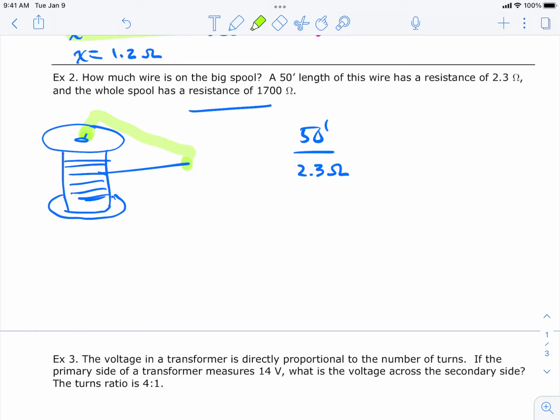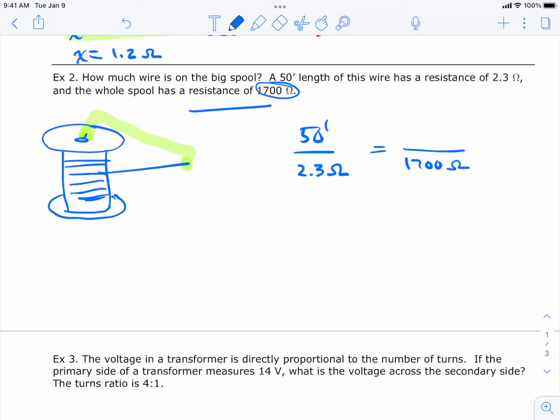And so it's saying here, imagine that you did that and you got the whole spool has a resistance of 1700 ohms. Now, keep your ratios the same, and they have to sound the same too. Feet over ohms, feet over ohms. It has to be the same in that way. So where do the ohms go? The ohms actually go down here, right? That's a lousy looking ohm symbol.